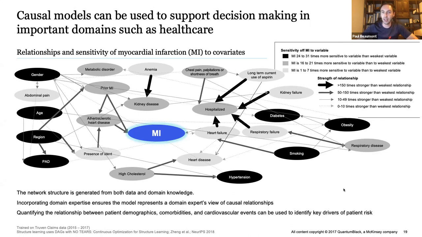It is on purpose slightly wrong, because we're not allowed to share the real network. Essentially, this is mapping lots of different variables, where the target variable of interest was what's known as a myocardial infarction, which is basically a heart attack. We were looking at characteristics of the patient, like gender, age, where they live, versus different comorbidities, different diseases they've got, like heart disease.